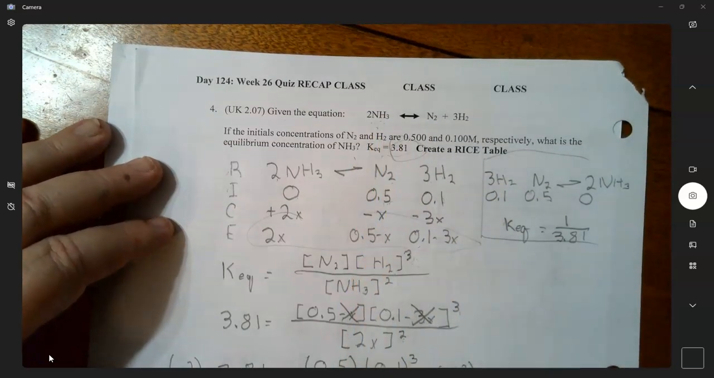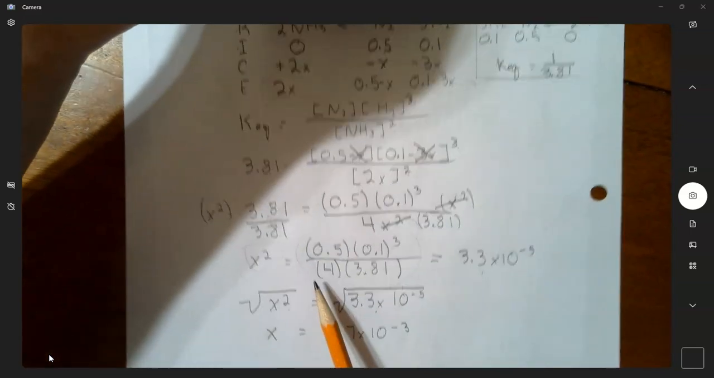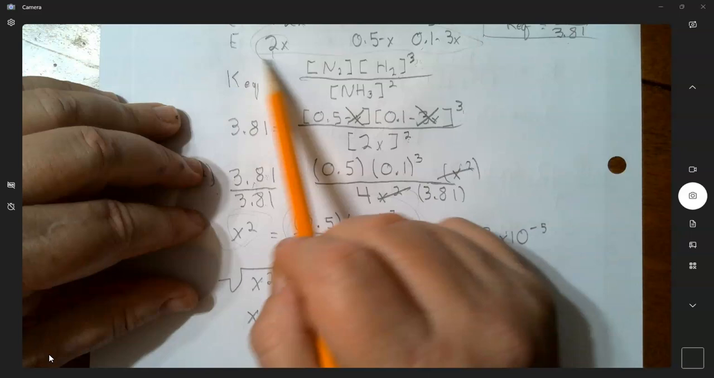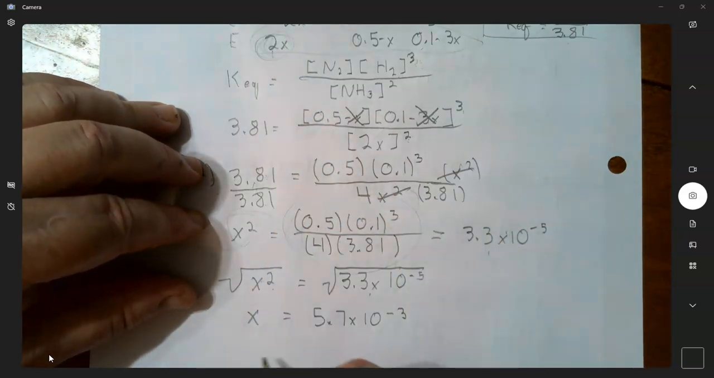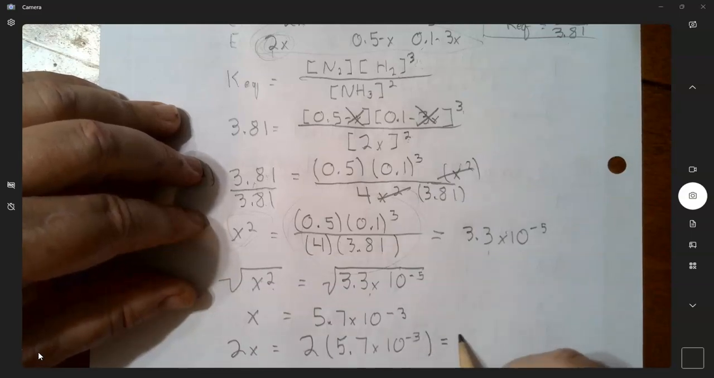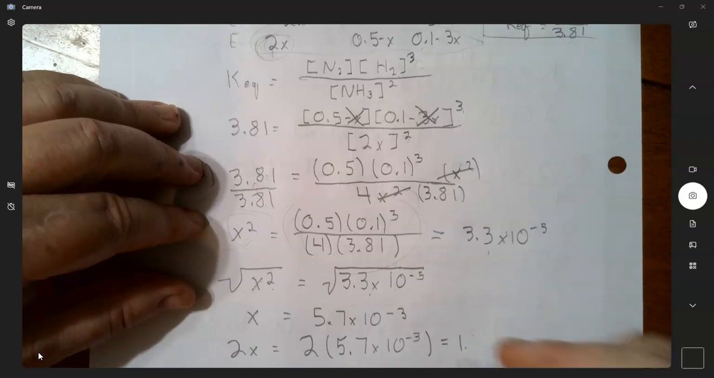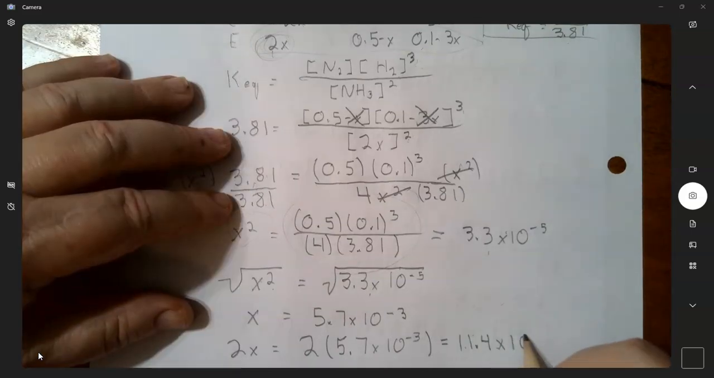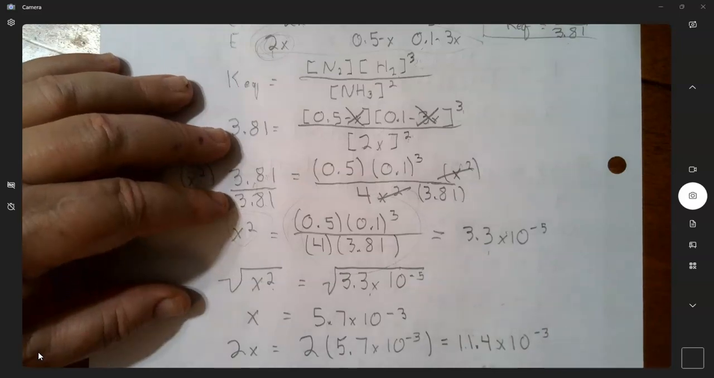So it's 2 NH3. If we come down here, the equilibrium concentration of NH3 is 2x. So now we come down here and 2x equals 11.4 times 10 to the negative 3. Okay, and you need to slide that decimal over to make it a number between 1 and 9.9. So it's 1.14 times 10. You made this number smaller, went from 11.4 to 1.14, so you got to make this number bigger, and that's to the negative 2. That's molar, and that's your final answer.